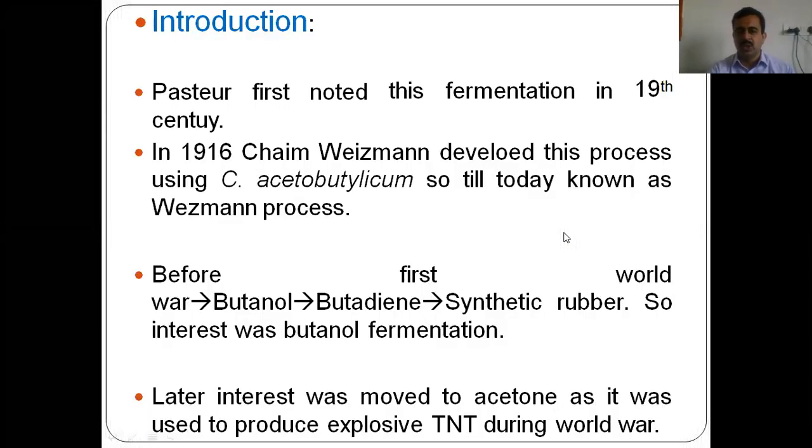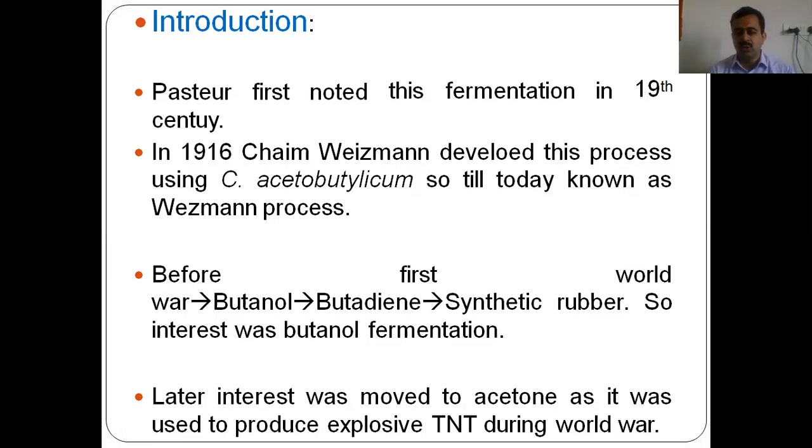Pasteur first noted this fermentation in the 19th century. In the year 1916, Chaim Weizmann developed this process using Clostridium acetobutylicum, which is till today known as the Weizmann process. So this is the most important point. It may be asked in the exam as well. What do you mean by Weizmann process? It is nothing but the acetone butanol fermentation, which was deduced by Chaim Weizmann in the year 1916.